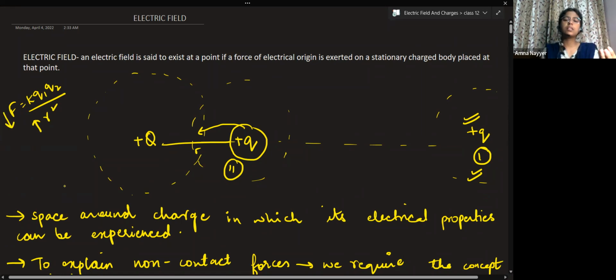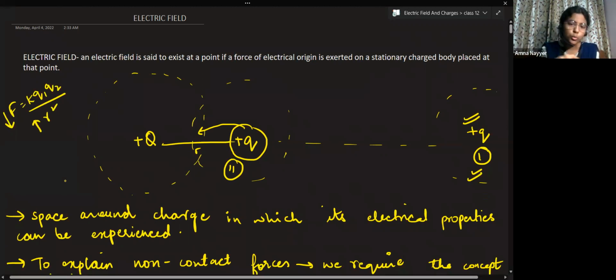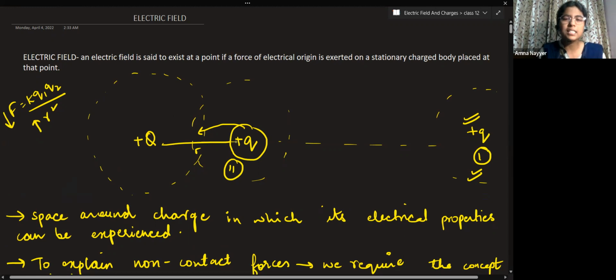So if plus capital Q and plus small q are separated far away, then nothing is felt because force will not be exerted. But as you bring the small charge q towards this capital Q, into the vicinity of this plus Q, certain electrical properties will be felt. If it's a positive charge, you see repulsion will occur. If this is a negative charge, then you see attraction will occur.